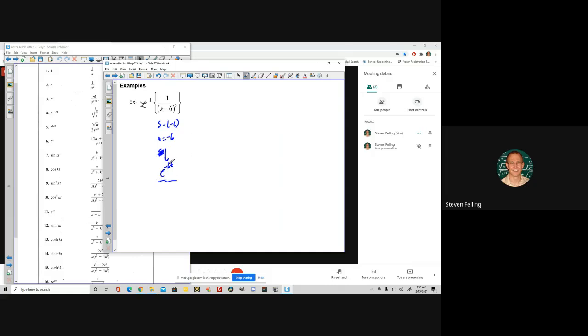I'm sorry, let me back up for a second there. It's just s minus 6. So the a is in fact positive 6 in this case. And so that's equivalent to multiplying by e to the positive 6t.